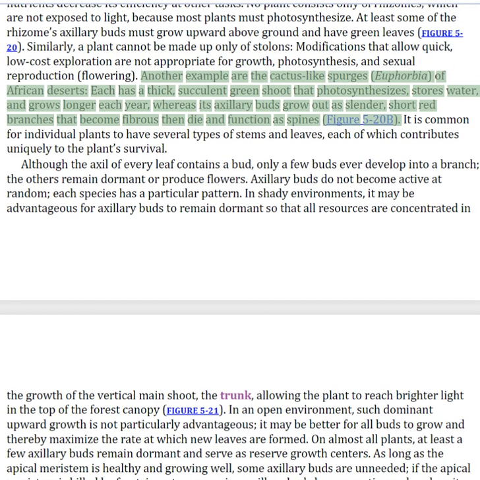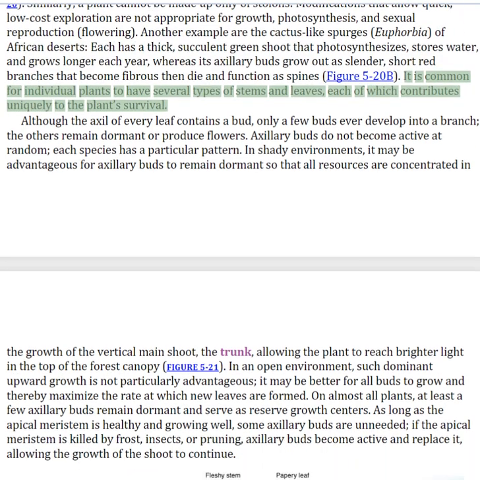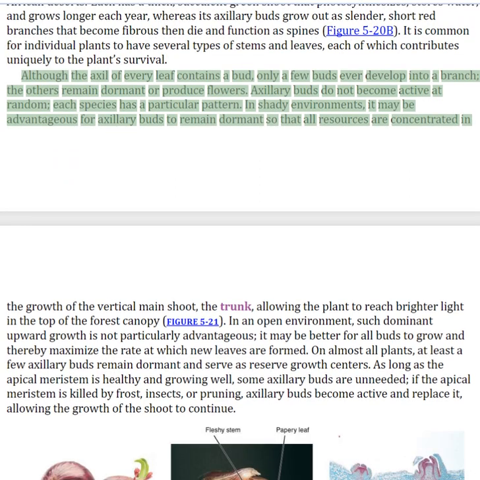Another example are the cactus-like spurges of African deserts. Each has a thick, succulent green shoot that photosynthesizes, stores water, and grows longer each year, whereas its axillary buds grow out as slender, short red branches that become fibrous, then die and function as spines. It is common for individual plants to have several types of stems and leaves, each of which contributes uniquely to the plant's survival. Although the axil of every leaf contains a bud, only a few buds ever develop into a branch; the others remain dormant or produce flowers.